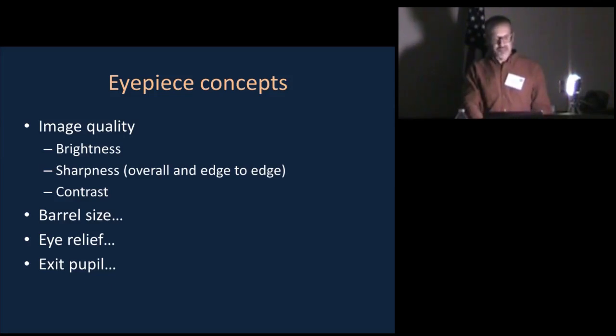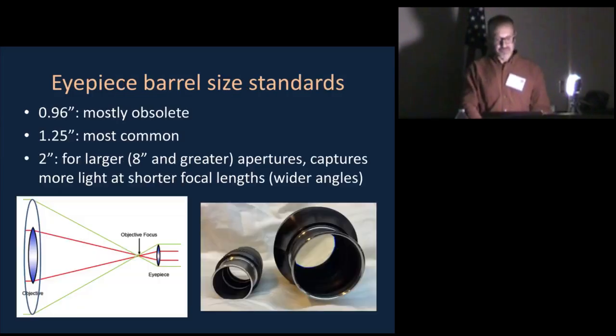Now I'm going to talk about a few more things that get into a tiny bit of math. So barrel size, eye relief, and exit pupil. Right, not much math with barrel size. Really, there are 3 standards that are out there. 0.96 is a very small eyepiece that is really not used anymore. I think the telescope Alan has, it has 0.96 inch eyepieces.